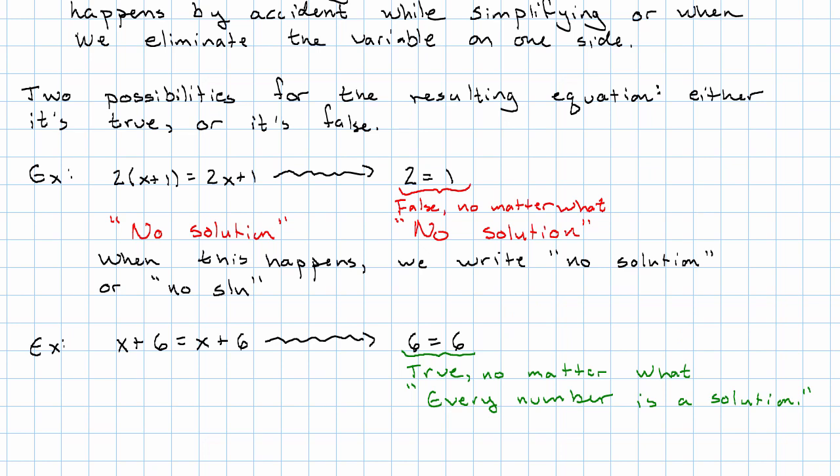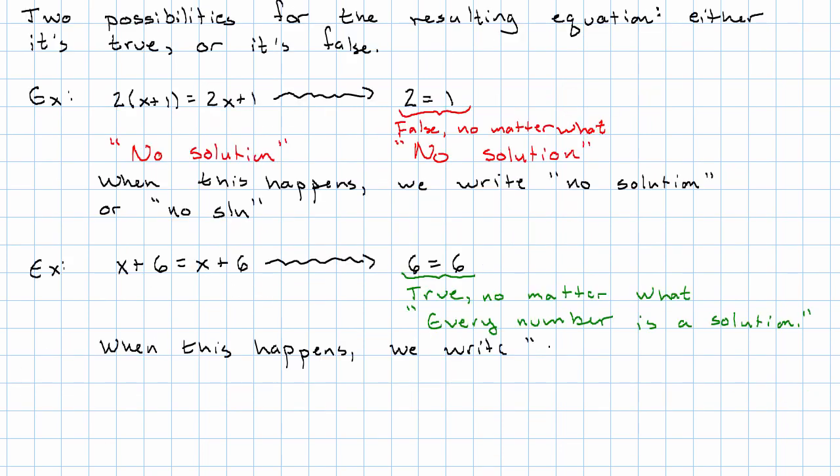If we eliminate the variable terms, and the resulting equation is true no matter what, we typically write all numbers are solutions, or for short, all numbers are solutions, using the number sign for number and the abbreviation for solution. It would also be okay to write every number as a solution. That's just not what we usually write.